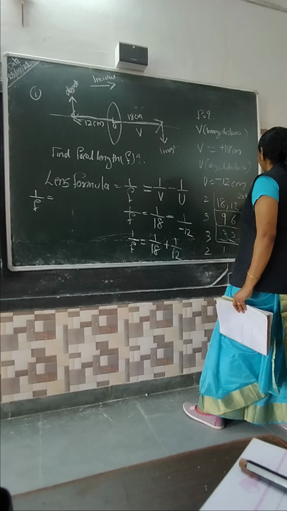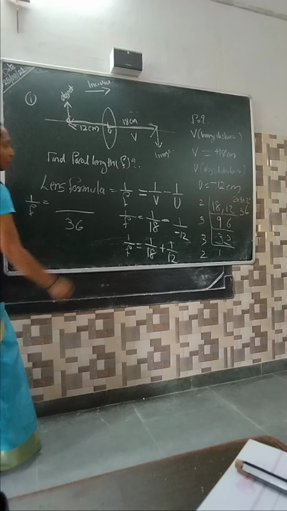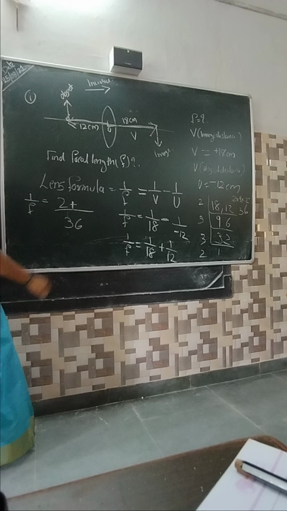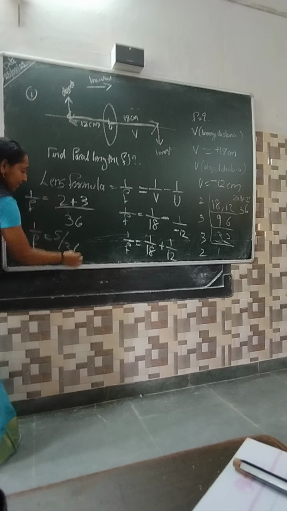36. 2 into 9 into 2. 36, you are right. 36 is the LCM. 18 how many times will go into 36? 2 times. And 12? 3 times. So you should get 1 by f equal to 5 by 36. This is 1 by f.